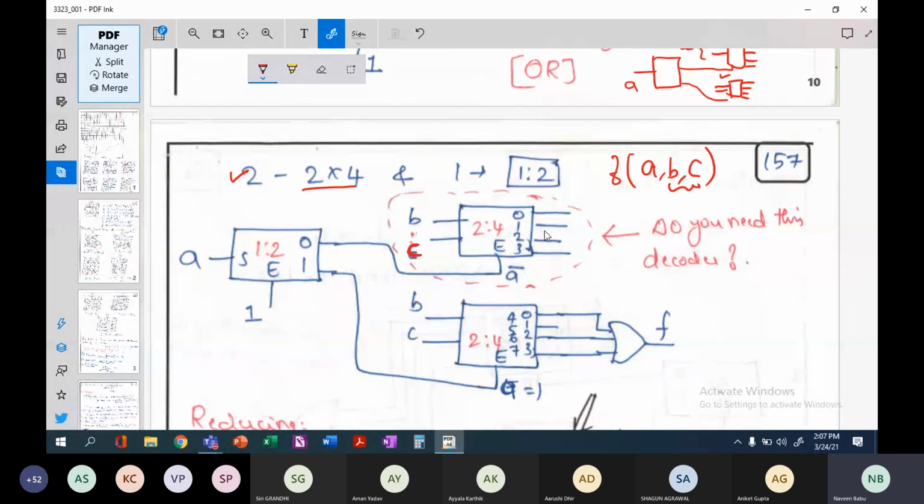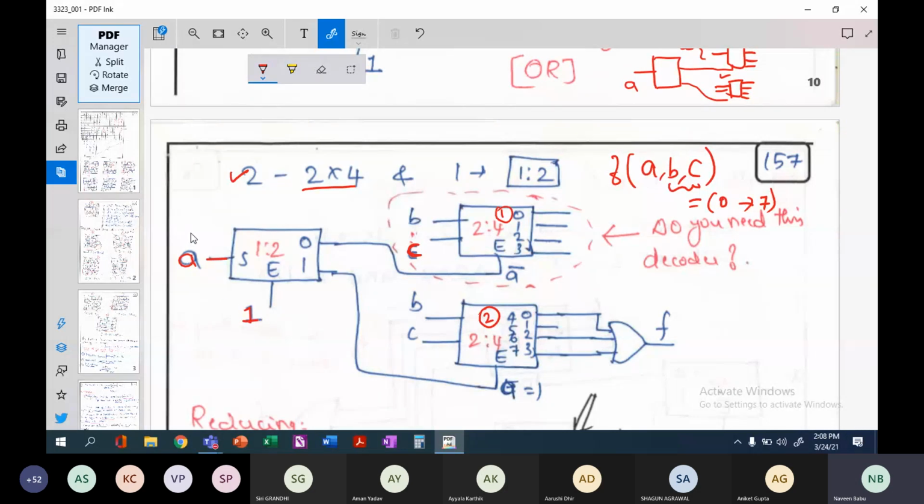So if it is 2x4, this function ranges from 0 to 7, am I right? So 8 outputs will be there. 0 to 3 will be the outputs of the first decoder, and 4 to 7 will be the outputs of the second decoder. Now you will have enable signals also. So you use a 1:2 decoder. One input will be A, and the outputs are going to be 0 and 1. The enable signal will be 1 here because we can always enable it.